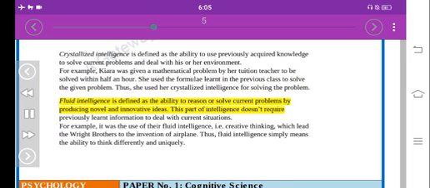Fluid intelligence is defined as the ability to reason or solve current problems by producing novel and innovative ideas. This part of intelligence doesn't require previously learned information to deal with current situations. For example, it was the use of their fluid intelligence, i.e. creative thinking, which led the Wright brothers to the invention of airplane. Thus, fluid intelligence simply means the ability to think differently and uniquely.